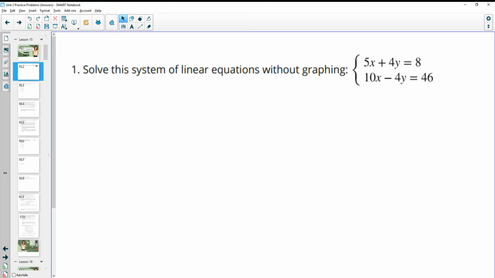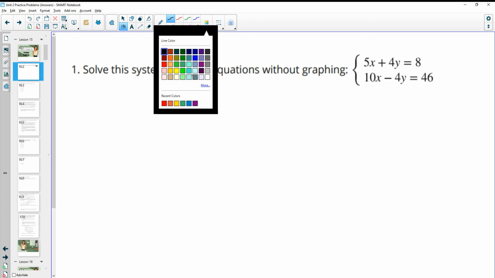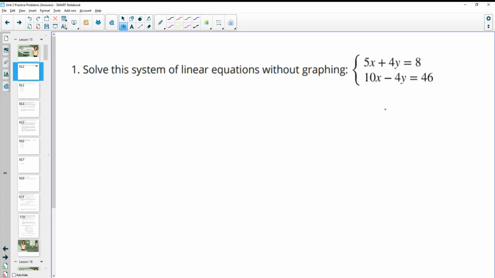Number 1 says solve this system, and it gives us two different equations. So you have a couple different ways that you can solve systems. This one is set up nicely for elimination. And when you're doing elimination, you're either deciding to add the two equations together or to subtract them. And what you want to look for is the numbers in front of each variable.